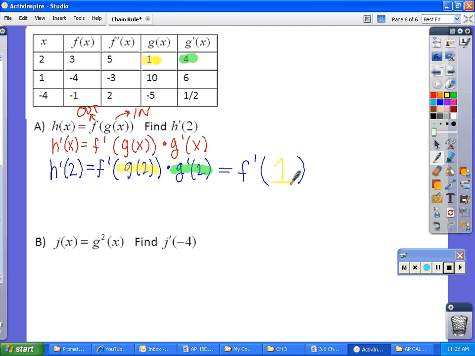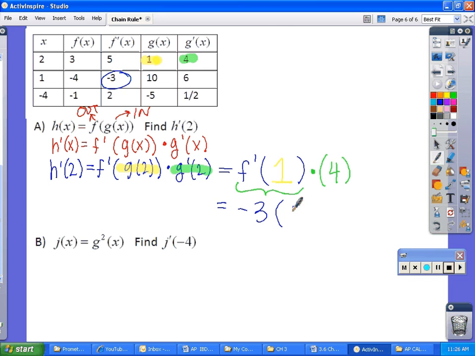Most people are trying to do 1 times 4, and that is incorrect. F prime, the input of F prime is 1, so the 1 belongs to the blue F prime. Therefore, F primed of 1 is negative 3. So you get negative 3, then you can multiply it by 4, and your final answer is negative 12.